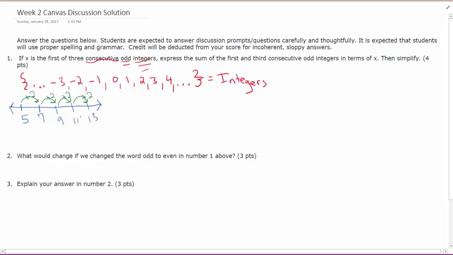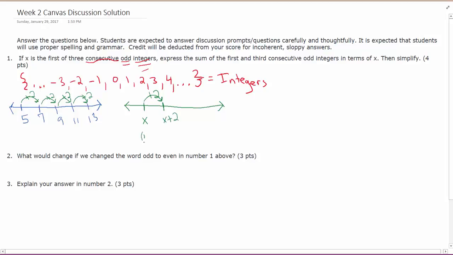So if I give you any odd integer, let's say 101, and you're asked to find the next odd integer, you can simply add 2 to it to get the next one. This will hold true no matter which odd integer I start with. So in our scenario, we're saying our number is x. Then the next odd integer would be x plus 2.